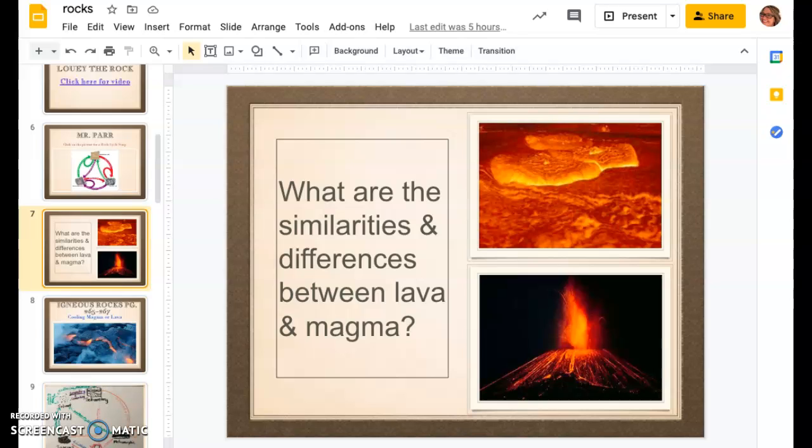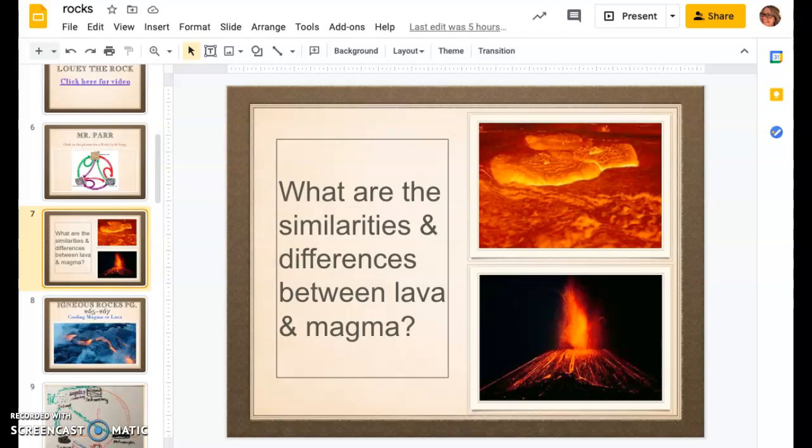Hi guys, today we're going to look at section 2 from our chapter over igneous and sedimentary rocks. So the first thing I want you to do is just take a moment and see what you already know about lava and magma. How are lava and magma alike and how are they different? If you would just pause the video and take a second to answer those questions in your head, and then we'll go on.